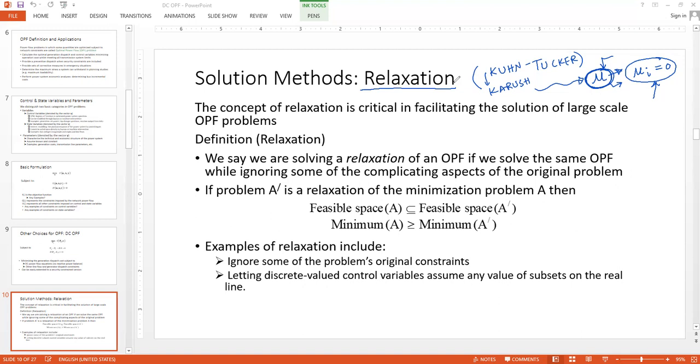Okay, so I'm not going to go into the detail of all this. Basically, we are going to solve one example, and there we will see what is actually meant by the relaxation method for solving the OPF. So let's proceed.